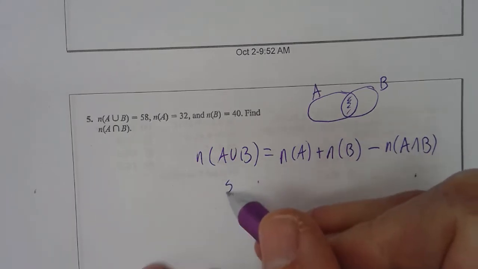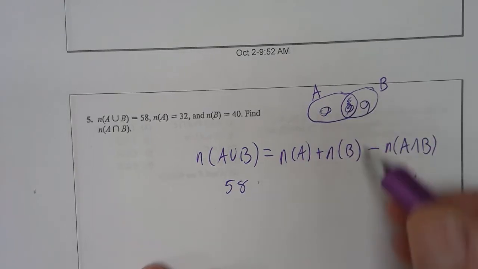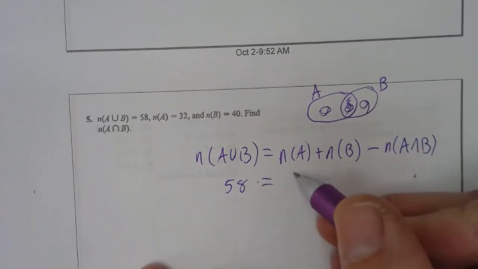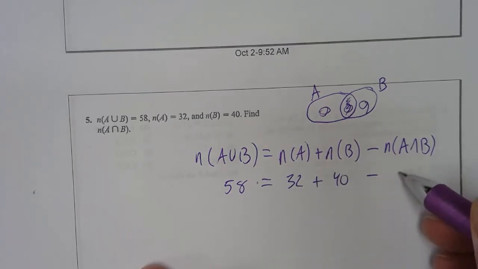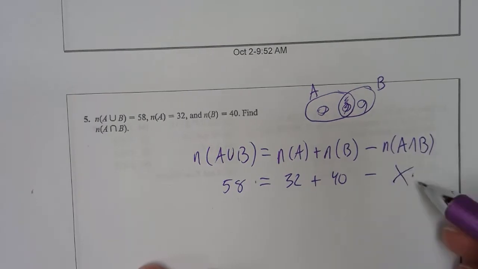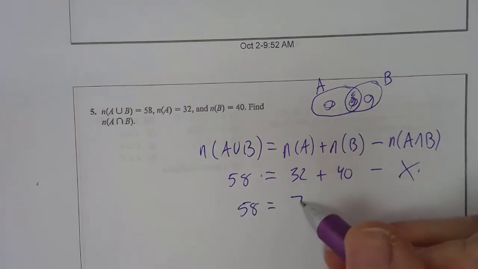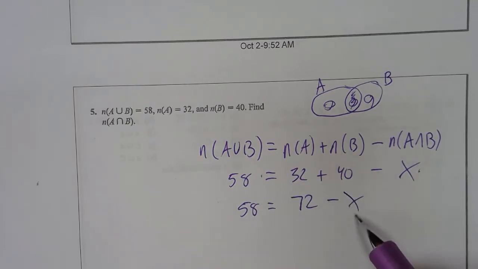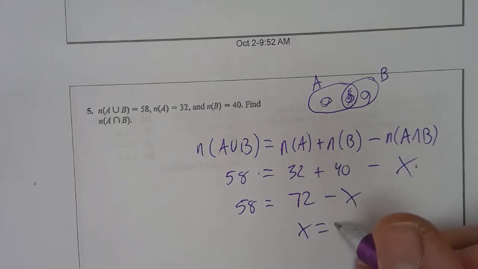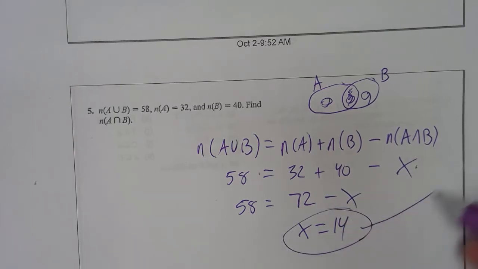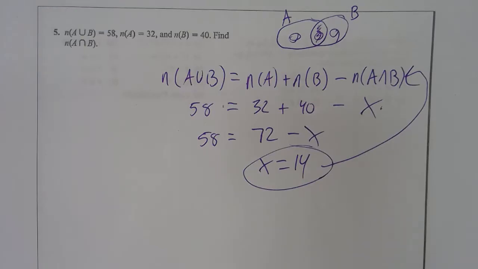It says there's 58 in the union, which would be this here plus this here plus that here, all of those put together. The number in A is 32, the number in B is 40, minus this, which is X. That's what I'm looking for. So I get 58 is equal to 72 minus X. So 72 minus 14 would be 58. So X is 14. So that would be how many there are in A intersect B: 14. So that's how you do that one.